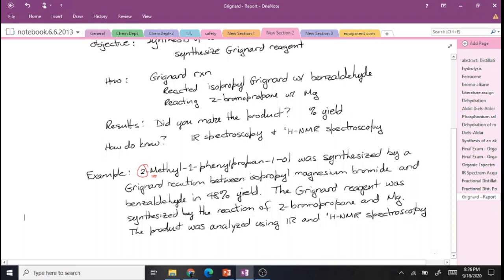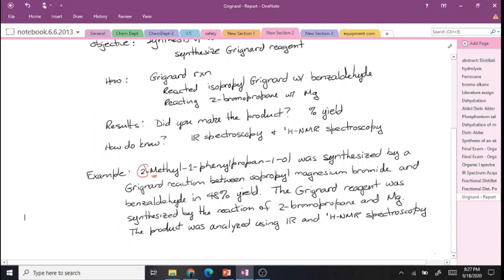And then, of course, how do we know that we made the product? Well, we analyzed it using IR and NMR spectroscopy. So this accomplishes the objectives of what we were trying to do, how we did it, and how we know what our results, and of course, what the results were. Notice that we do not go into any details. I don't mention how much product we were using. I don't talk about whether or not it was refluxed or for how long. I don't talk about how it was isolated. All of that will be in the procedure if the reader is interested.